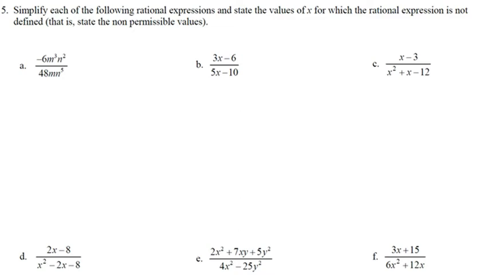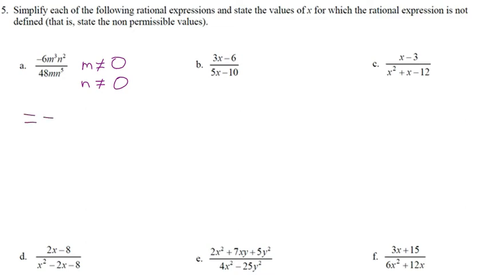Okay, can I factor anything here? No, nothing to factor. So then the next step is to state non-permissible values. So what can't m be? 0. What can't n be? 0. Okay, if I'm going to write this, I don't really need to write this in factored form, but I will. I could just cancel it down, but I can write it.